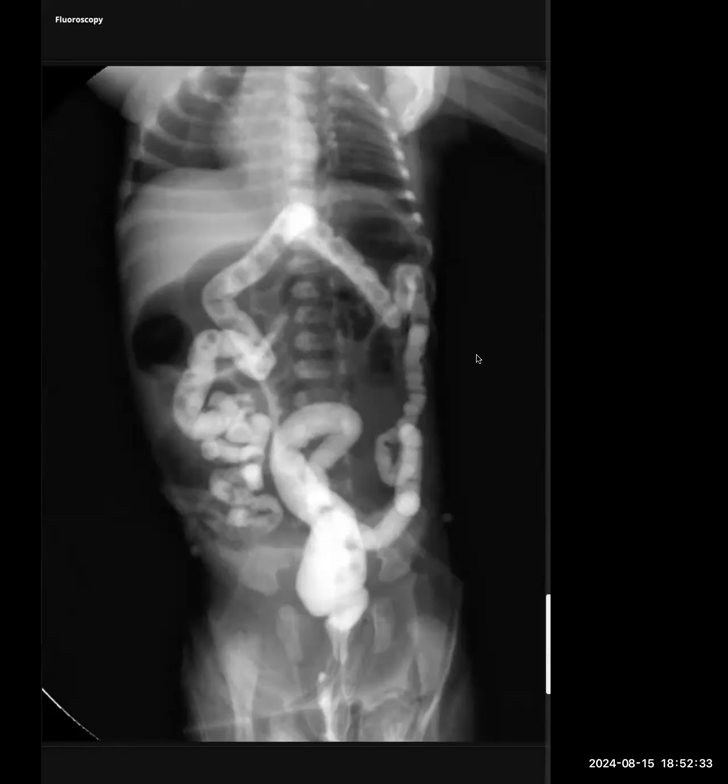Also, apart from that, is there anything else that catches your eye? So there are multiple filling defects. The colon appears small in size, and there are multiple filling defects seen within the entire colon, reaching up to the terminal ileum. Because of these multiple filling defects and the small caliber, I'm thinking of meconium ileus, which happens because of an ileal atresia, or because of cystic fibrosis causing stenosis of the distal ileum.